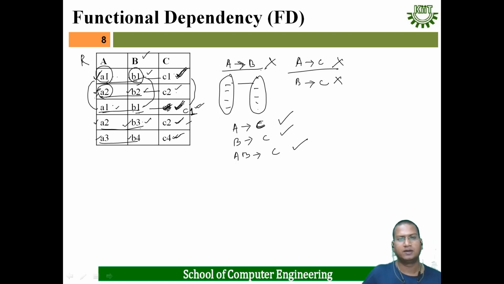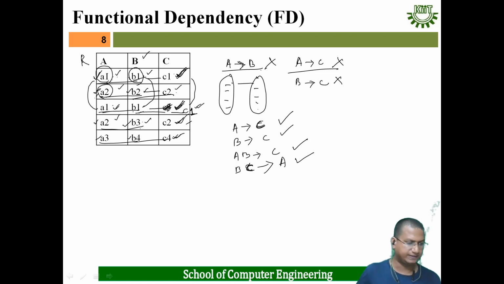Then we will see whether BC determining A is a functional dependency or not. BC means B1 C1 determining A1. Is B1 C1 repeated here? Yes, B1 C1 repeats here, but it is determining A1, the same A1. Okay, no problem. Then B2 C2 is determining A2. Is B2 C2 repeated here? No, B2 C2 is not repeating. Then B3 C2 determining A2. Then B4 C4 determining A3. That means BC determining A is also a functional dependency.